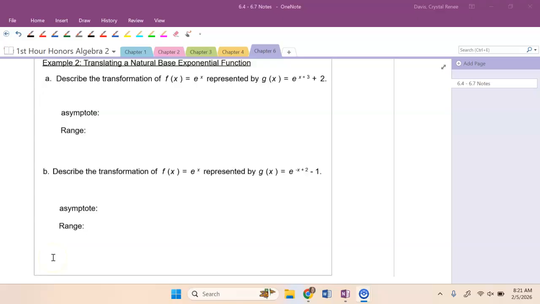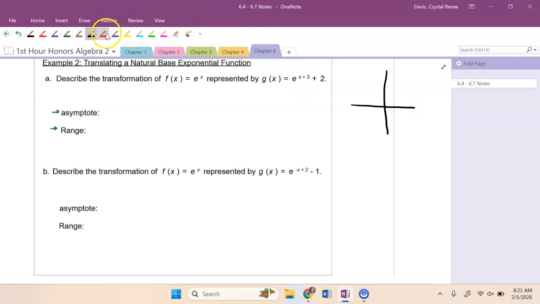All right, so let's look at example 2. Okay, so we're going to do the same thing we did before, but now we're going to talk about the asymptotes and the range. Okay, so I'm going to start by doing a graph because I think that makes finding the asymptotes and range easier.